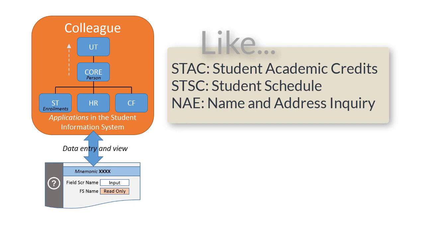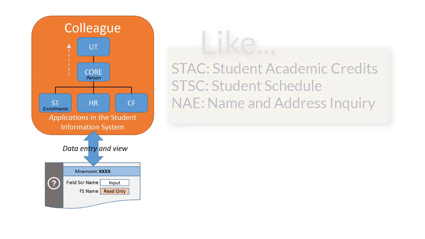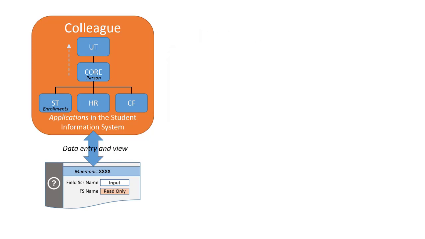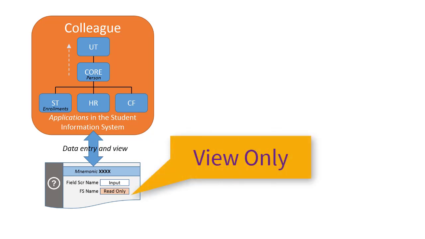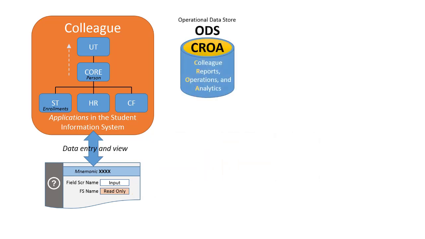Most users interact with Colleague via browser-based interfaces that are driven by mnemonics, three to four letter acronyms that represent the title and function of the web page. Data can be viewed or entered in these web pages to update Colleague. Fields with a white background are for maintenance, that is, data entry, while fields with a colored background are for viewing data only.